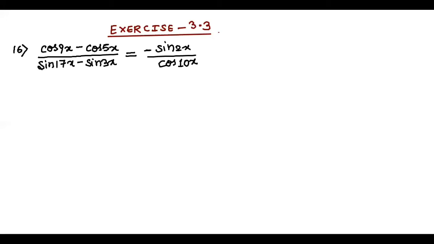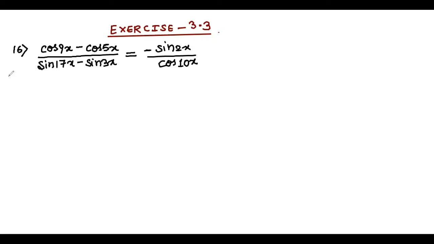Now we'll discuss questions from exercise 3.3 of the NCERT book. Question number 16: (cos 9x minus cos 5x) divided by (sin 17x minus sin 3x) is equal to minus sin 2x by cos 10x. We have to prove it.